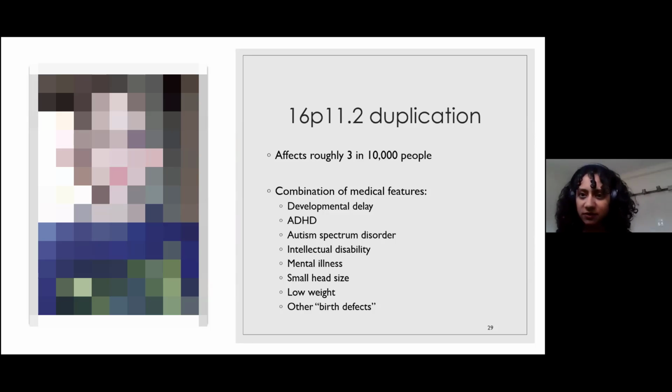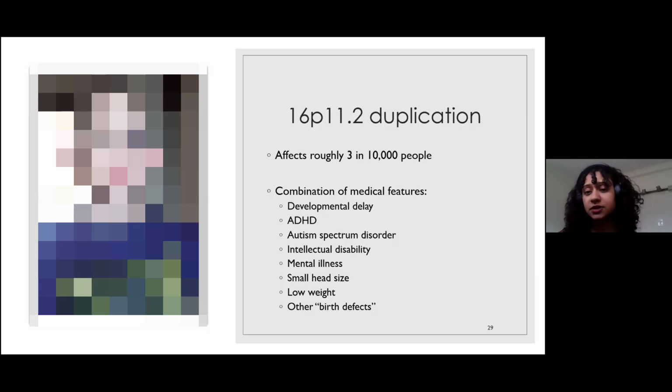It has a combination of different medical features: developmental delay, ADHD and autism, intellectual disability. They can have mental illness later in life, so anxiety, depression, schizophrenia. They can have a small head size, low weight and trouble gaining weight, and other birth defects, quote unquote, so differences in their heart structure, kidney structure, and so on.